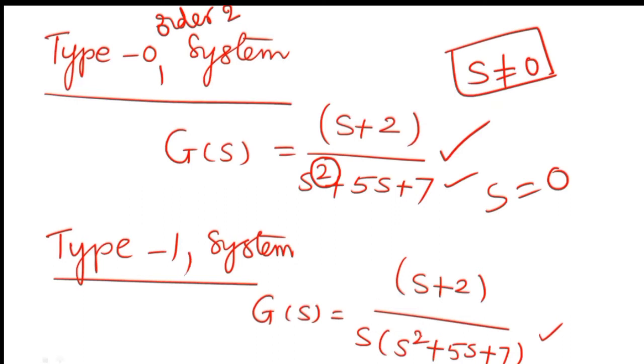Cube. The highest power of s is 3. So type 1 order 3 system. Type 1 third order system. Like this, we can define the type and order of a system. I will give some examples for you. First order type 1 system. G of s is equal to 1 by s.